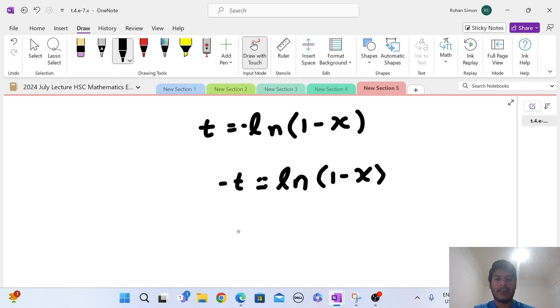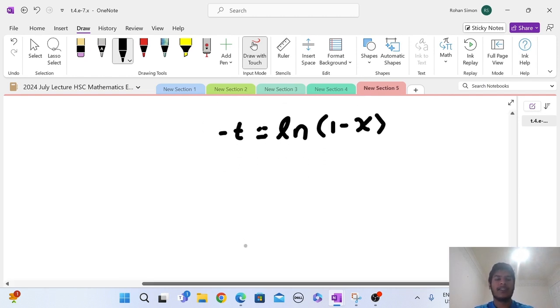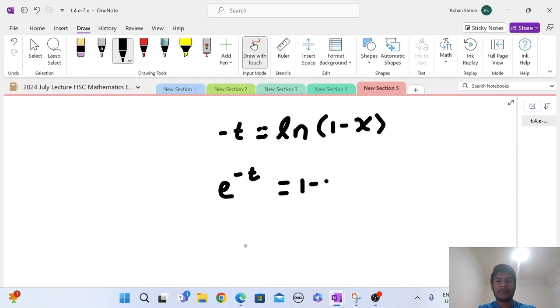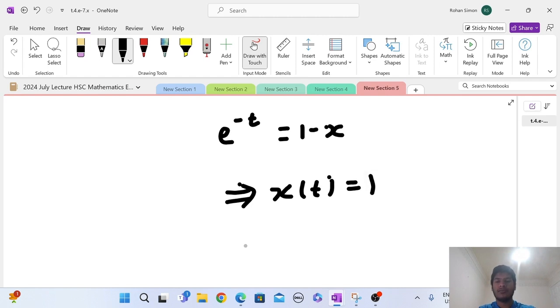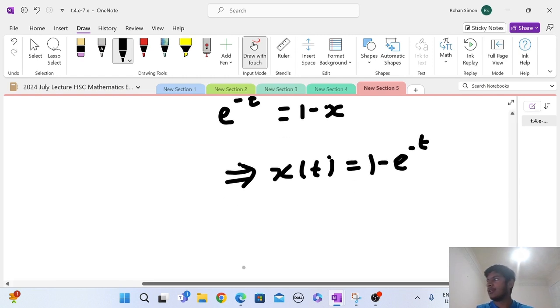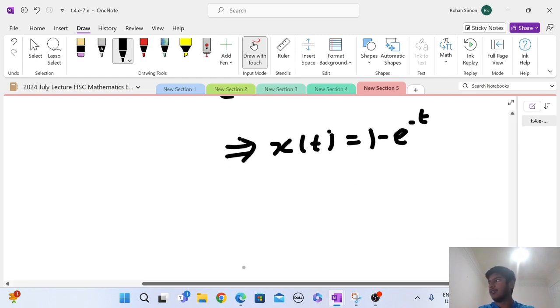And we take the exponential of both sides. So we exponentiate both sides, is a better way of saying it. e to the minus t is 1 minus x. And so if we swap the x and the e to the minus t, we end up with x as a function of time is equal to 1 minus e to the minus t. And so we're done. We've come up with an expression for position as a function of time.